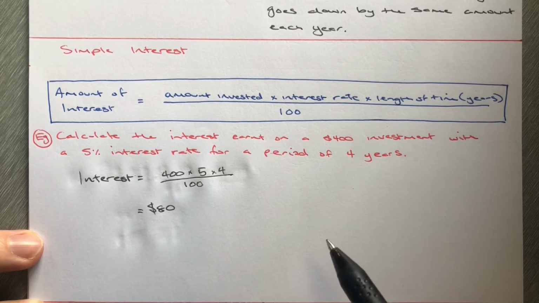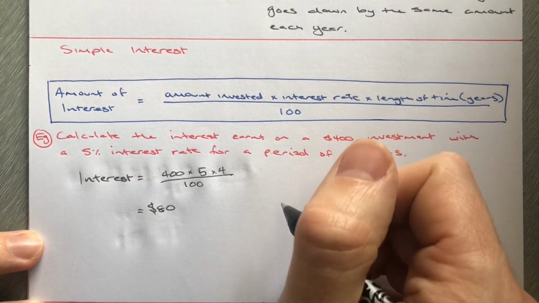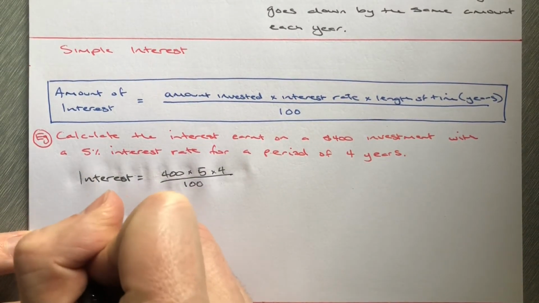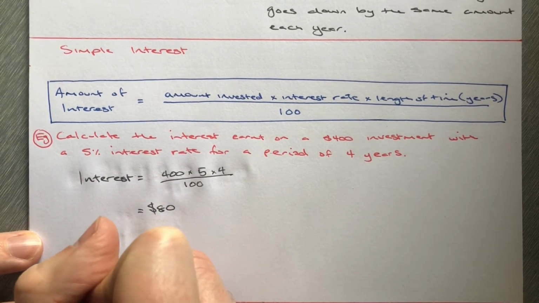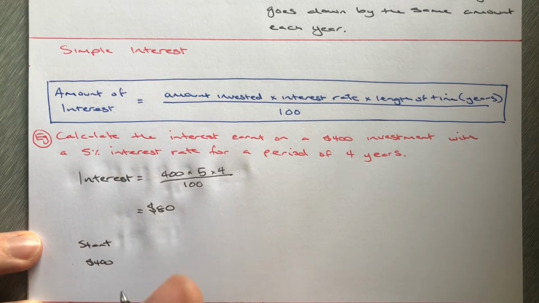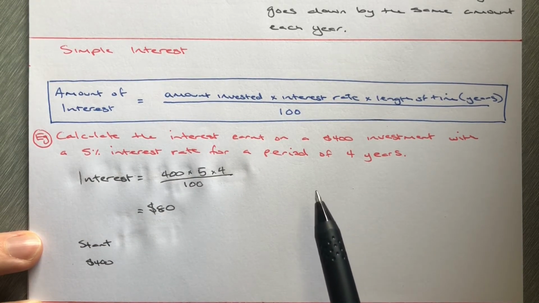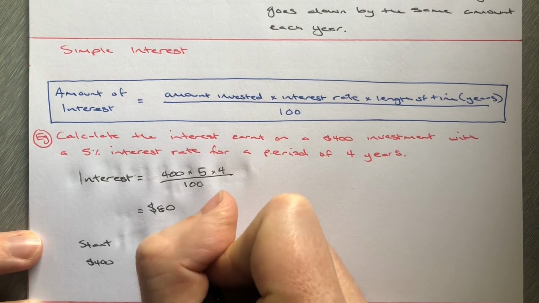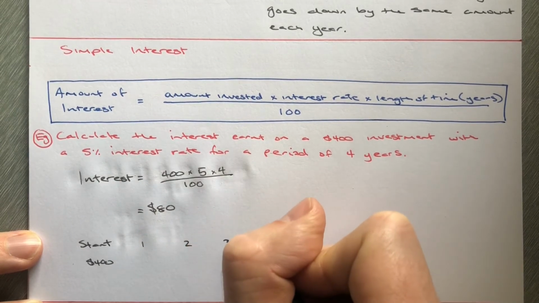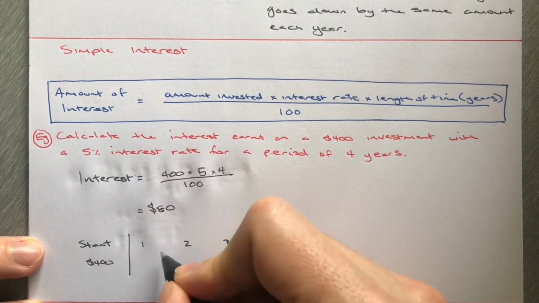So let me just set it up over here. We might have started with how much? $400 it's told us. $400. And we want to know how much interest has been paid by the end of 4 years. So this is at the end of the first year, at the end of the second year, at the end of the third year, at the end of the fourth year. Okay, now I'll put this in a little table.